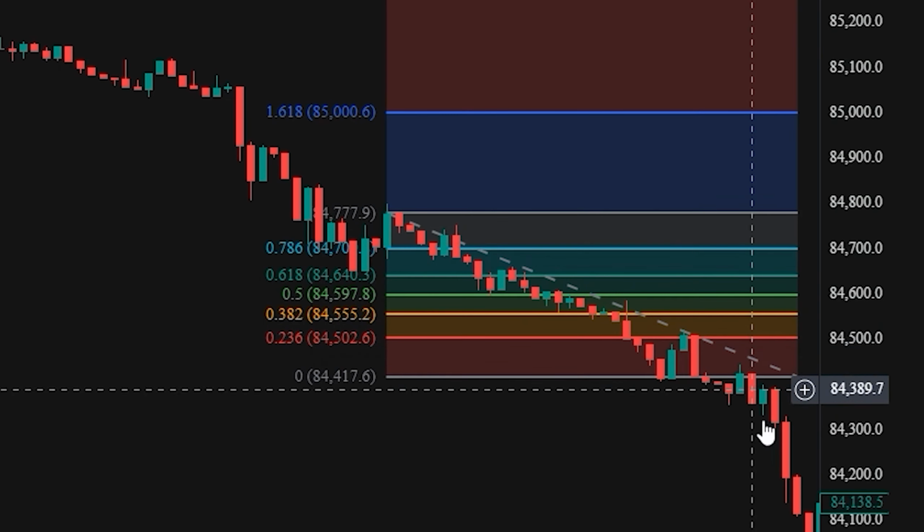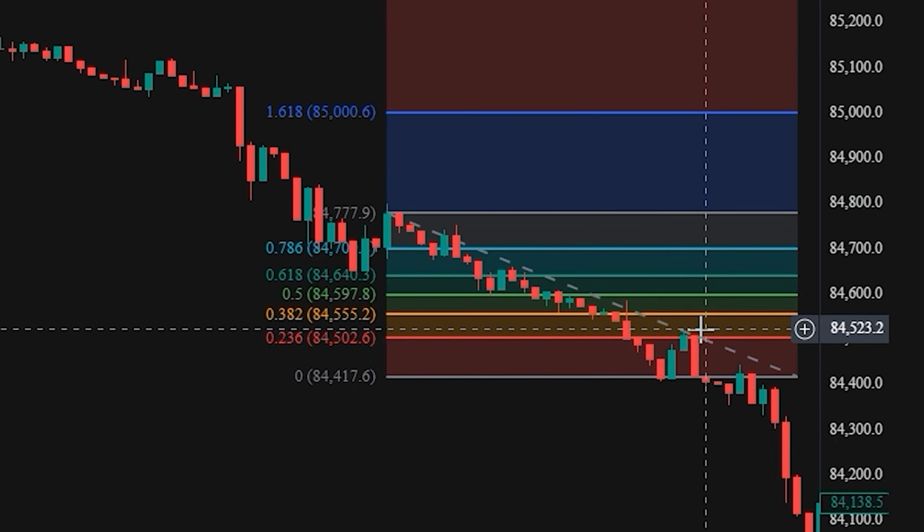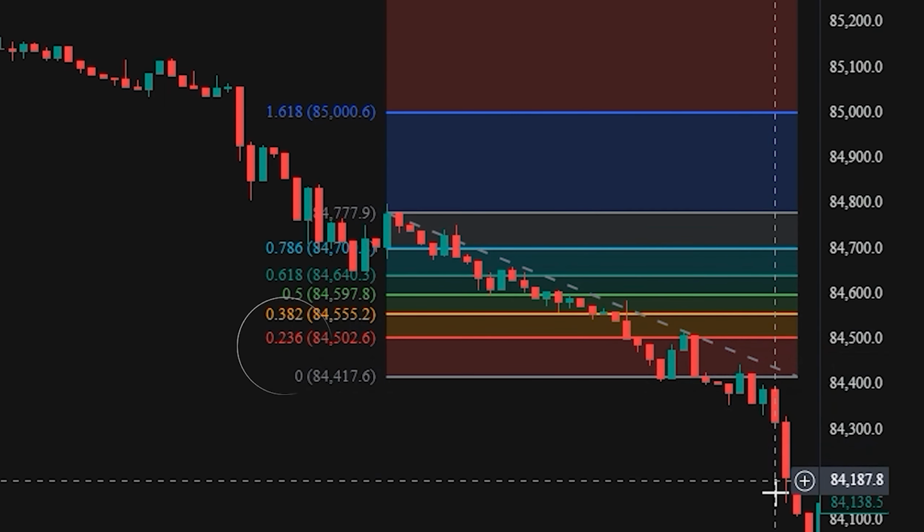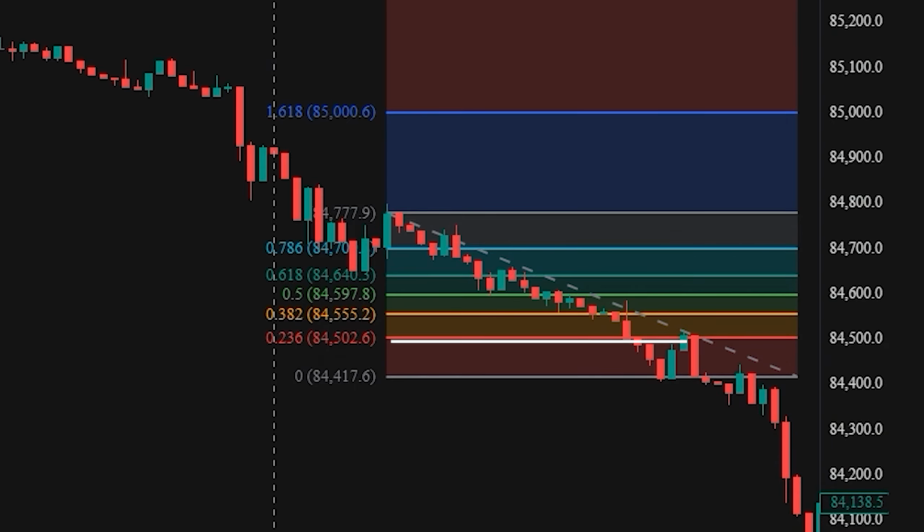As you can see, here we had a correction. We hit the level of 0.236. This is a signal for trend continuation for a trade down. And as you can see, the chart clearly from this level continued downward.